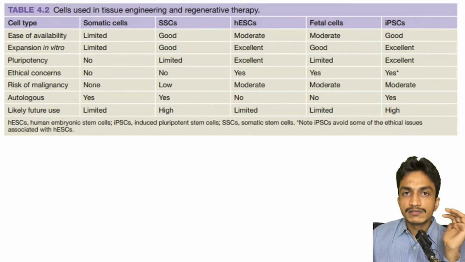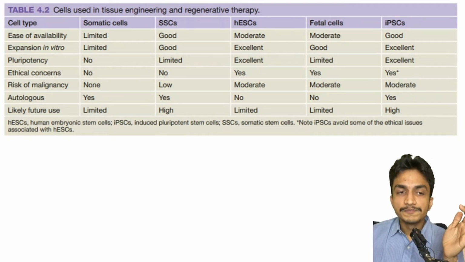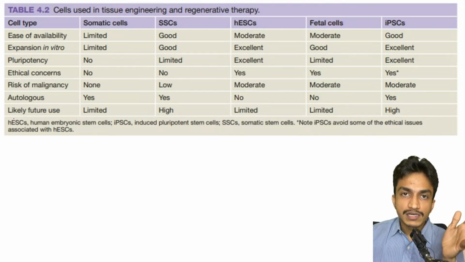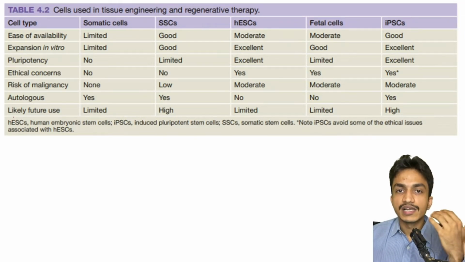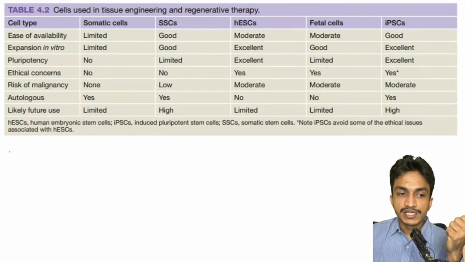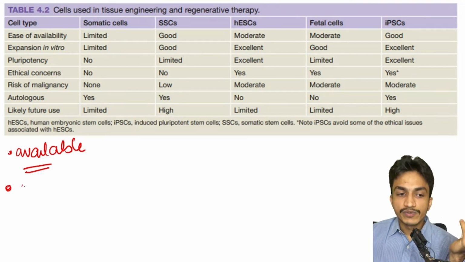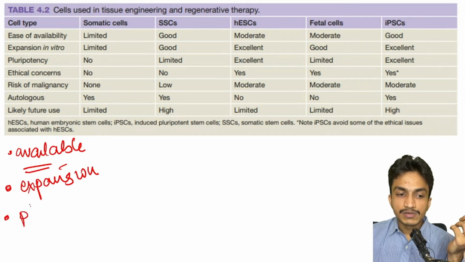I've covered this table in the tissue regeneration chapter, and it is a very important table which we need to understand and remember. Starting with the factors according to which we classify the various functionalities of the tissue engineering and regenerative cells used in therapy. Whenever we want to do any tissue regeneration, we need to have the cells available, so that is ease of availability. Second, we do in vitro expansion and then inject or implant it, so we need the expansion capability. Sometimes we need a cell to convert into a certain type, so we need pluripotency.